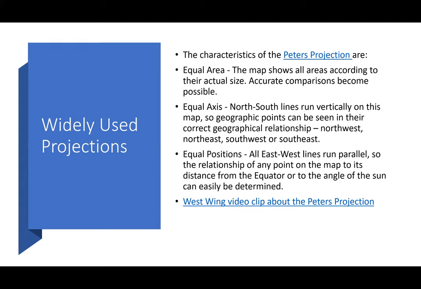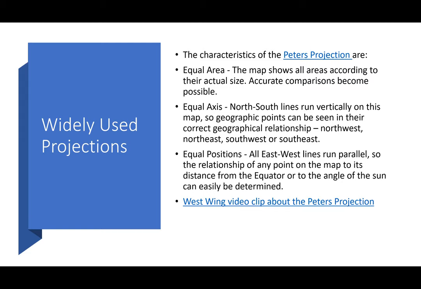The characteristics of the Peters projection are that it has equal area, equal axis, and equal positions. The map shows all areas according to their actual size, so a contrast from Mercator. Accurate comparisons become possible with respect to equal axis.